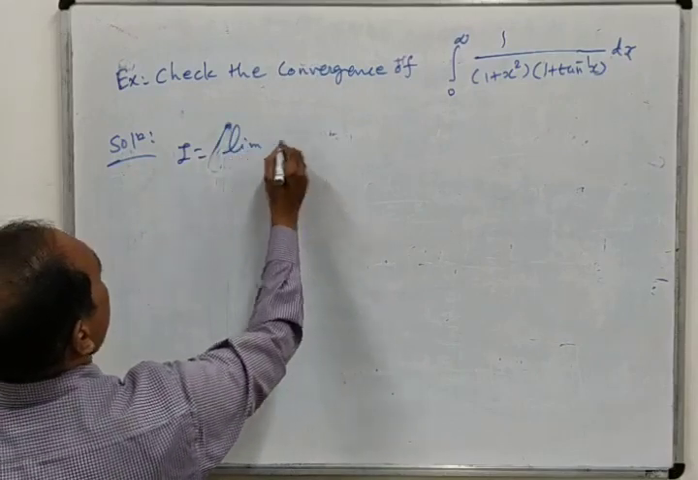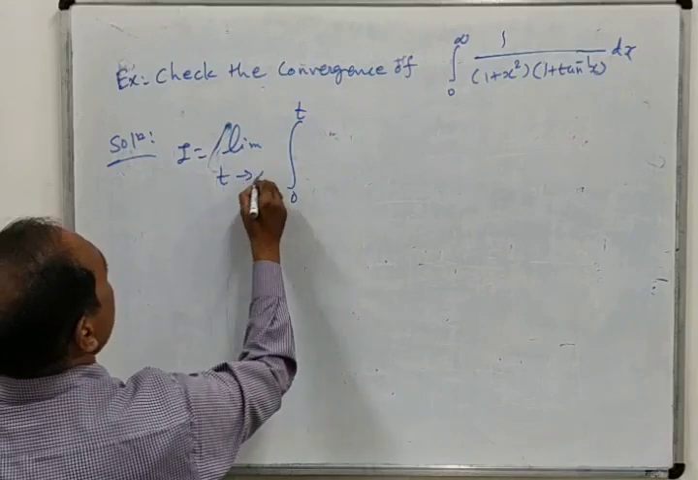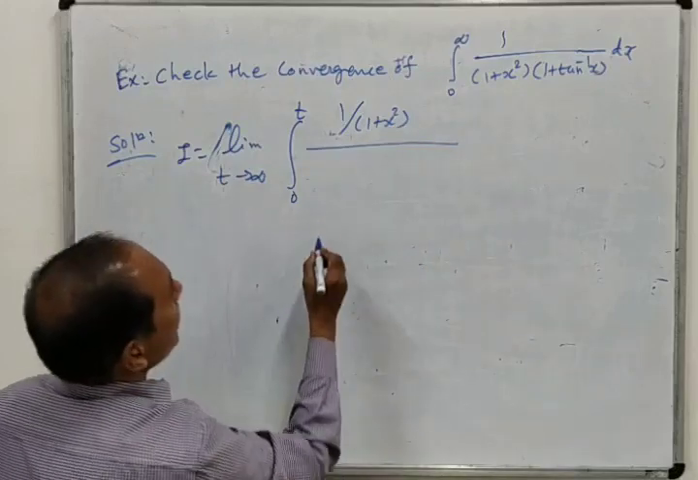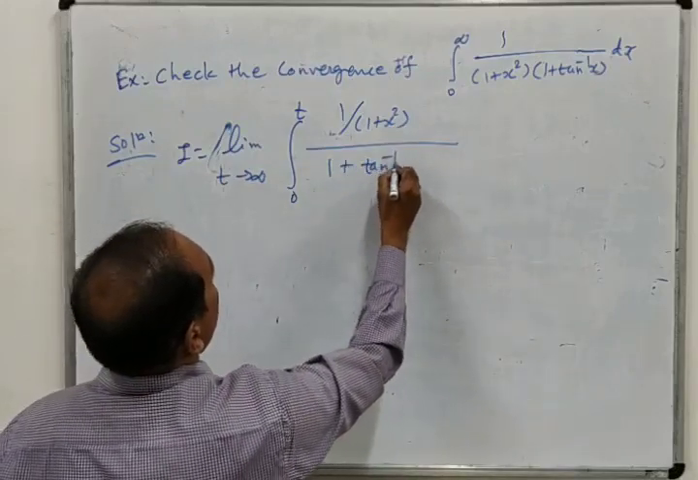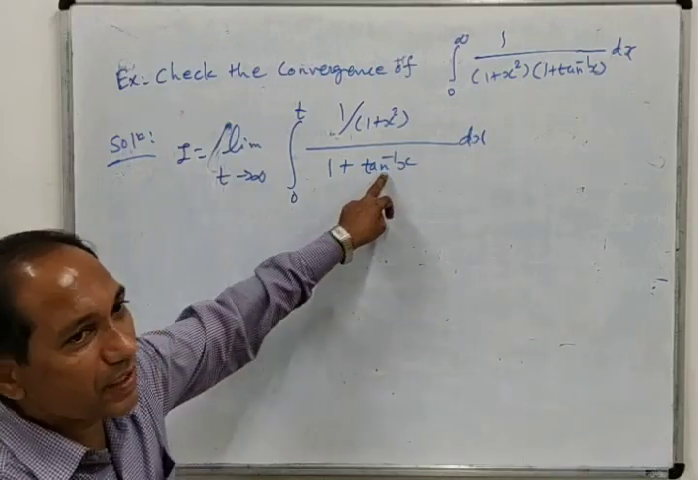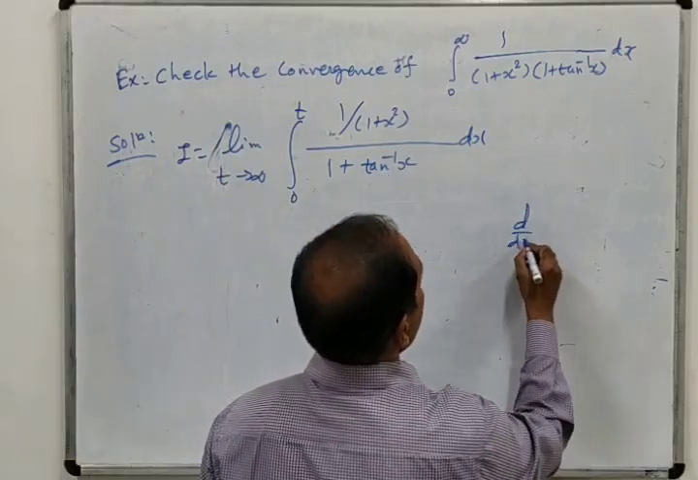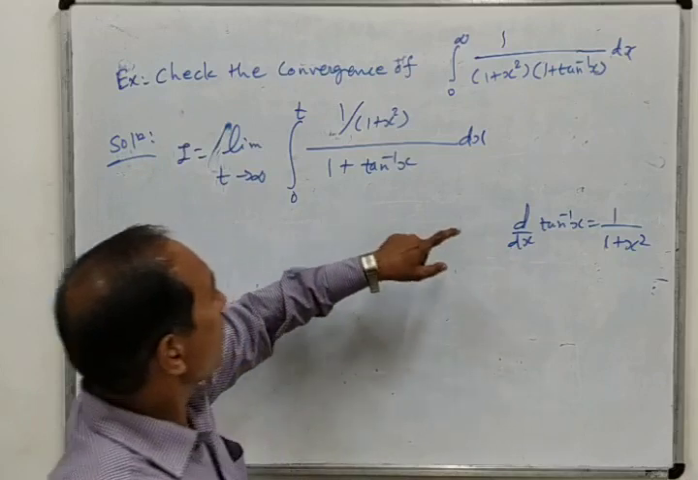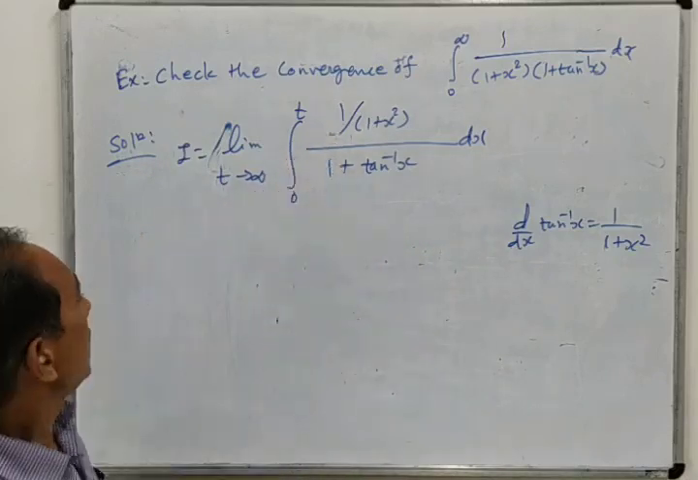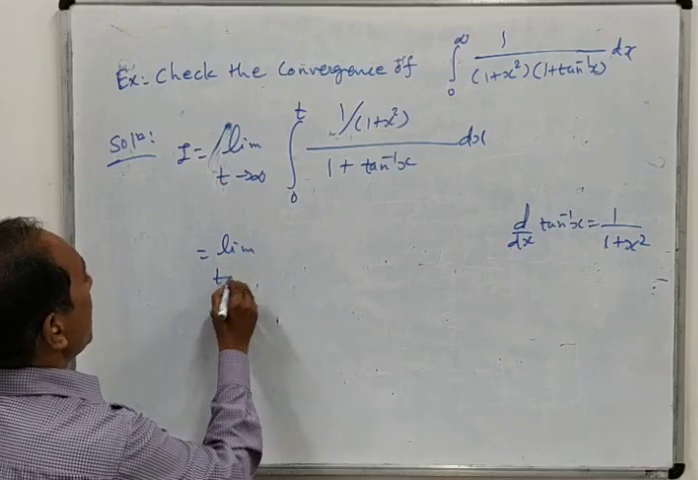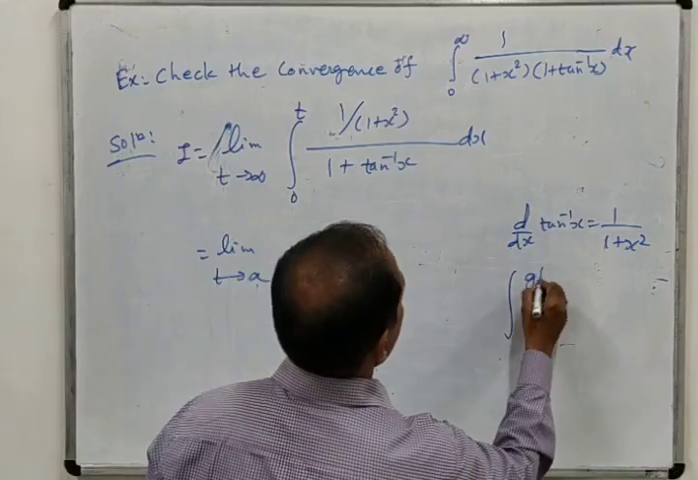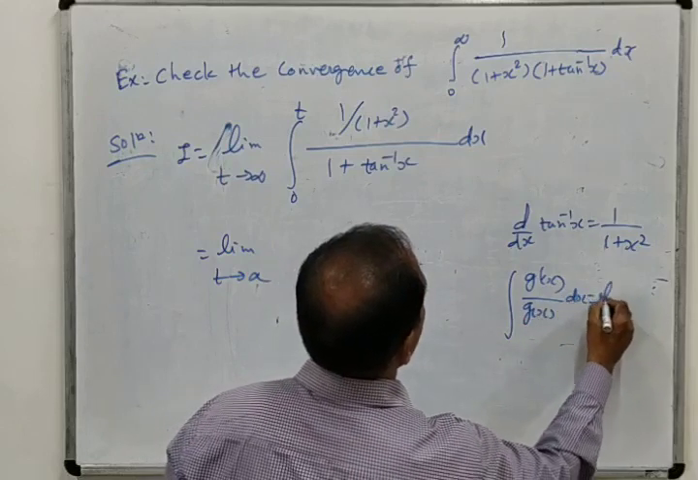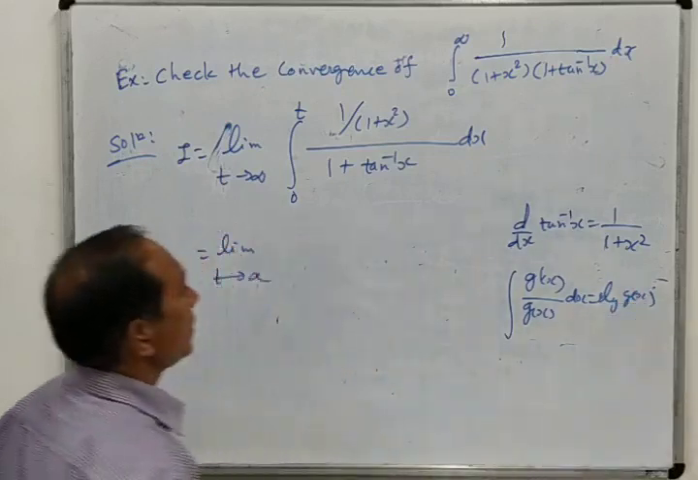I know that the integration is very simple, because first of all we write this as a limit, t tends to infinity, of the integral from 0 to t, with 1 plus x square in the denominator and 1 plus tan inverse x dx, because we know that the derivative of tan inverse x is 1 upon 1 plus x square. So the derivative of tan inverse x is already there, and its integration is very simple. I told you last time that if g dash x is there divided by g x, then its integration is log of g x.